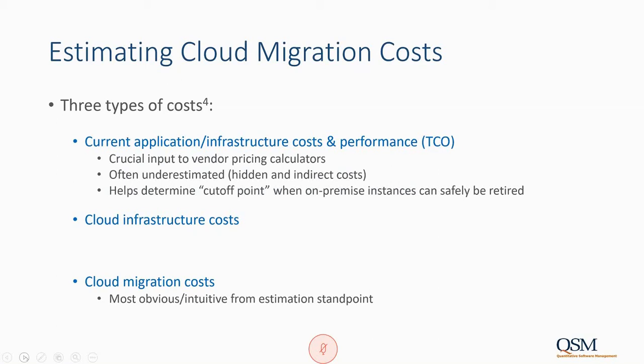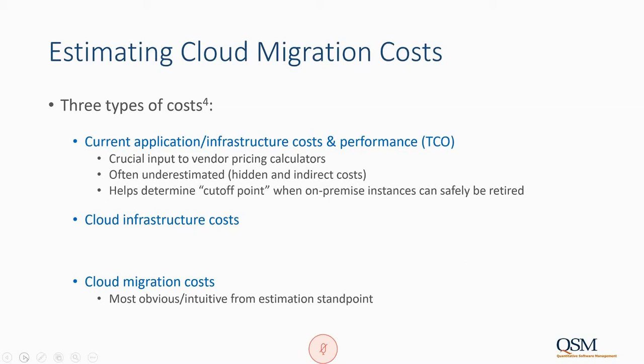This is an often underestimated piece with lots of hidden and indirect costs like software licenses, labor, and even things like indirect costs like lost revenue from outages and maintenance downtime. If you've got a lot of those in your current environment, capturing that cost can help you make the case for migrating to the cloud.